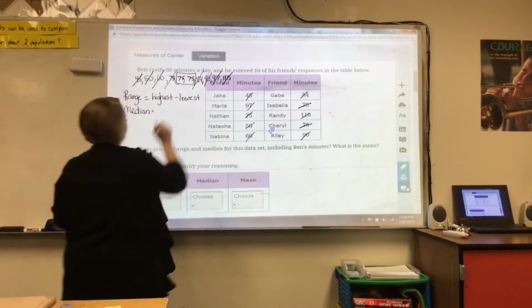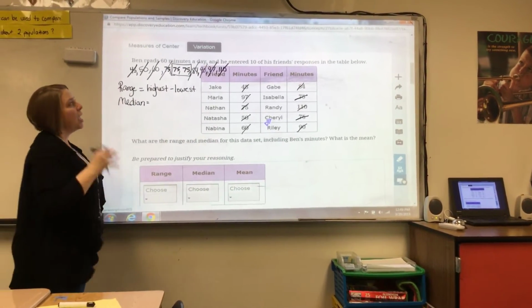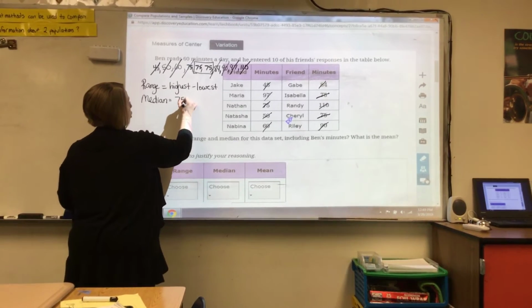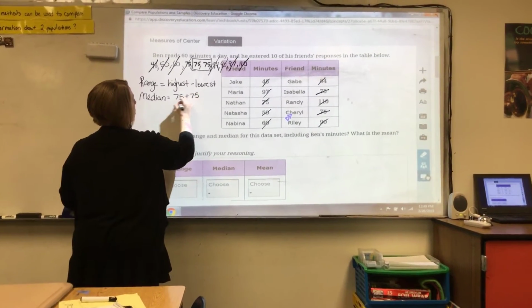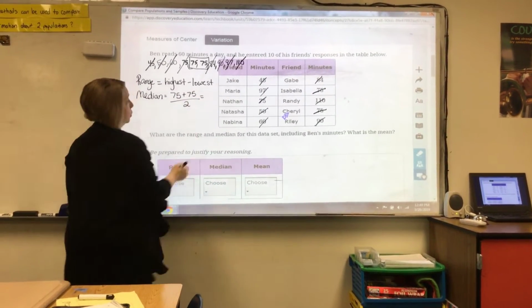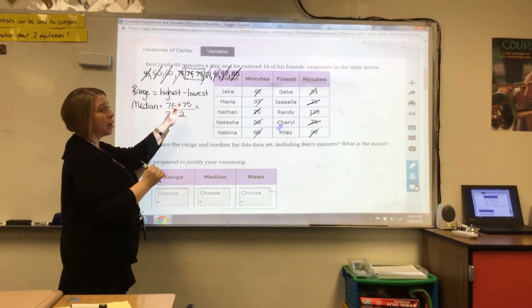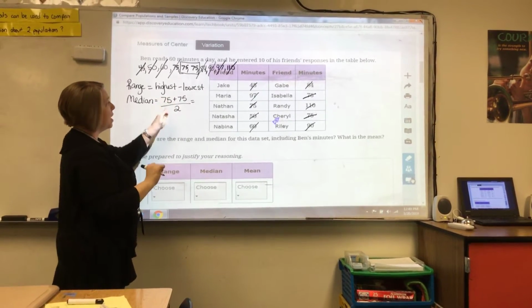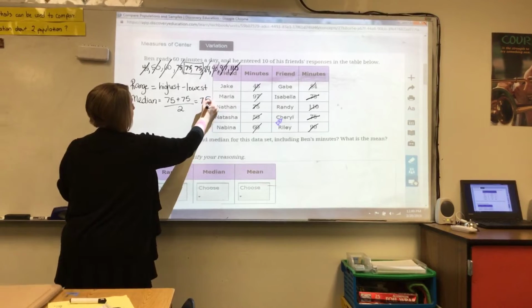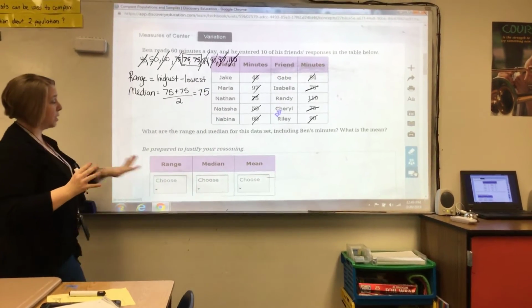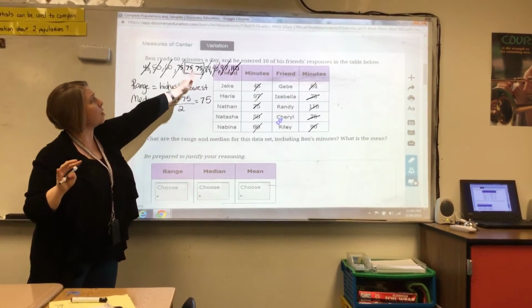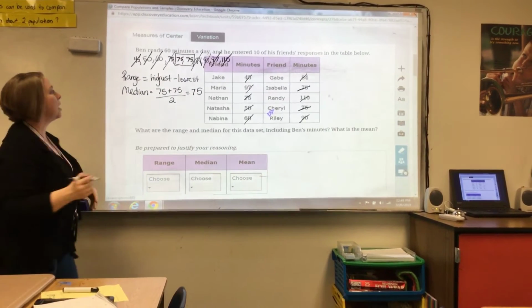It didn't work perfectly. I'm left with 2 in the middle. If you're left with 2 in the middle, you're just going to add them together and then divide by 2. So if you do 75 plus 75 in your calculator, hit equals, then divide by 2, you'll find out that it's 75, and that's the median. So I did help you with that one. If it works out perfectly to one number, then it's just that number.